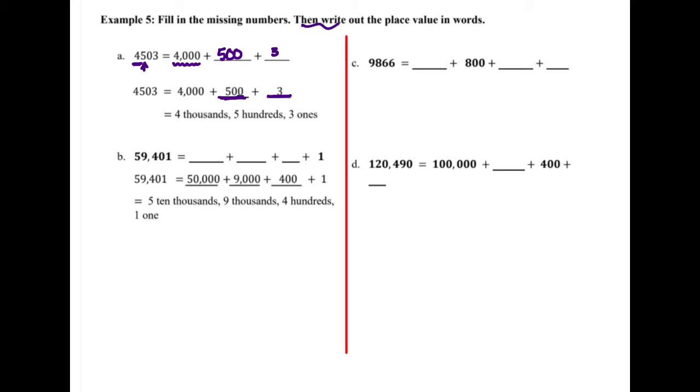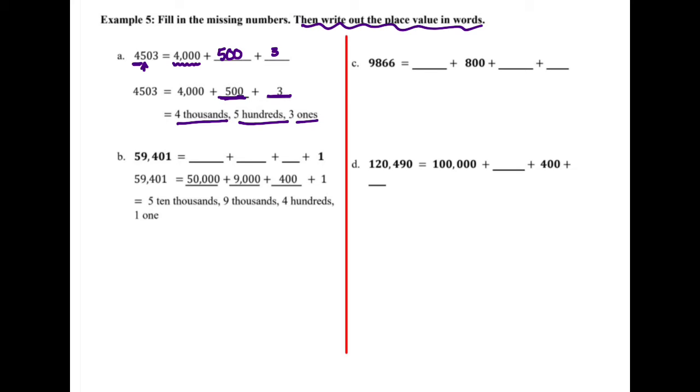Okay, and then they want you to write it out in words. So 5 thousands, 5 hundreds, 3 ones. Okay, that's not the number itself. That's just the different parts of the number.